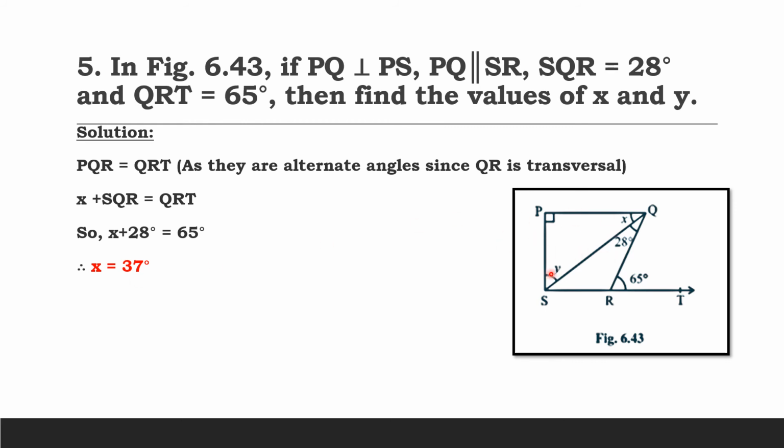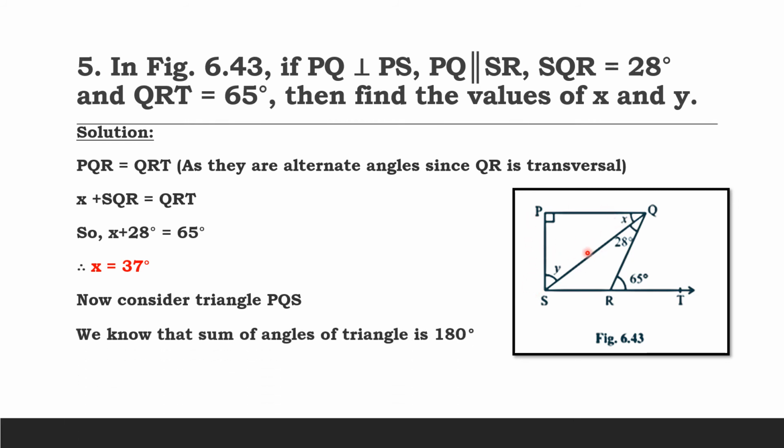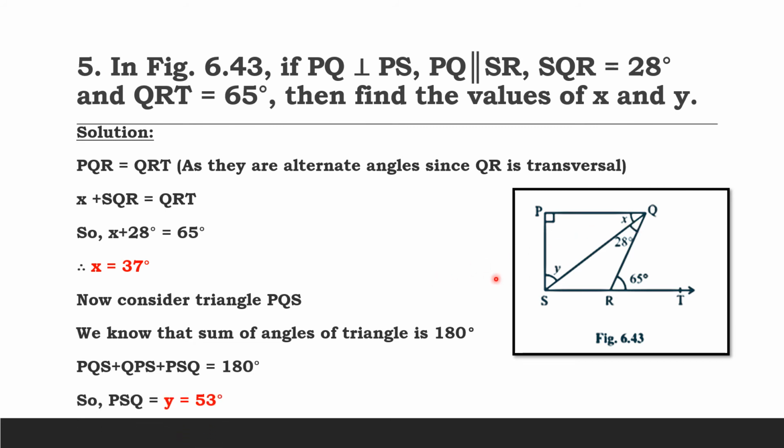Now let's see how we will find Y. Now consider the triangle PQS. Now we know that the sum of angles of a triangle is 180 degree and we know the values of P and Q. So substituting those values we will get Y. Now PQS plus QPS plus PSQ would be equals to 180 degree. Now P is 90 degree and Q is 37 degree. Substituting those values, we will get the value of PSQ, which is equals to Y, which is equals to 53 degree.